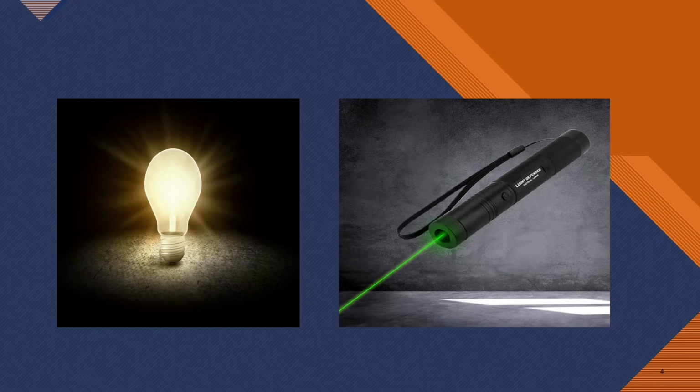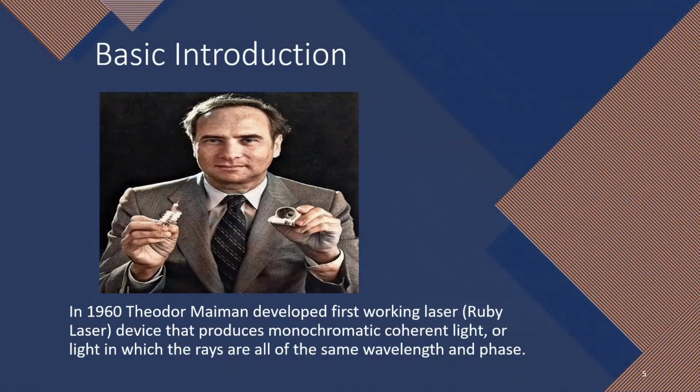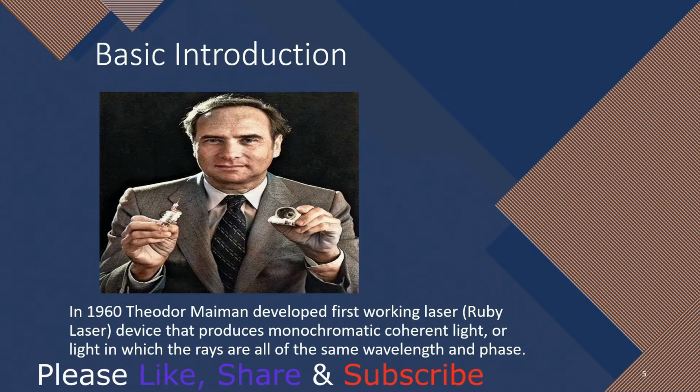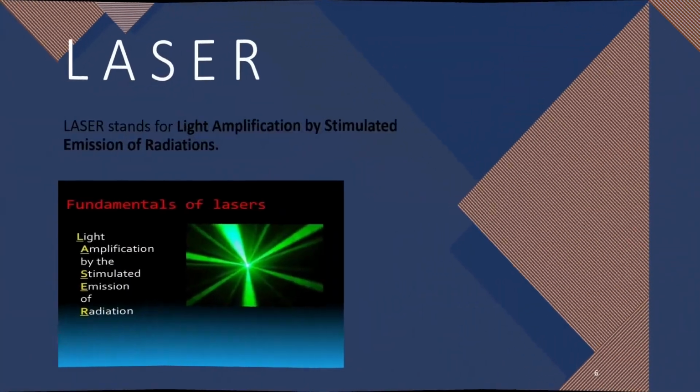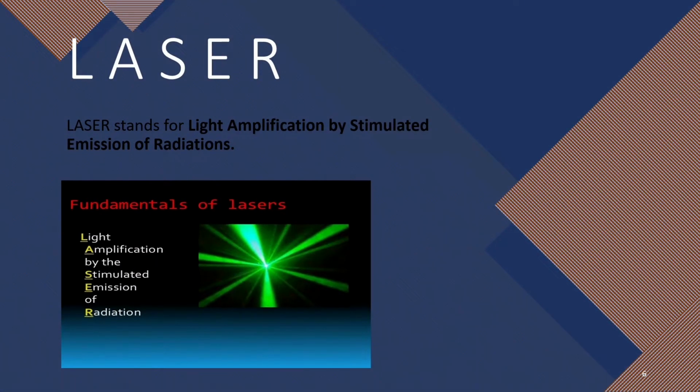So let's learn about laser in detail. In this slide you can see that in 1960 Theodore Maiman developed the first laser, which is the ruby laser, a device from which red laser light was produced. Laser stands for light amplification by stimulated emission of radiation. Normal light is a source of energy that travels in vacuum at about 3 times 10 to the power 8 meters per second. Sunlight takes approximately 8 minutes to reach the Earth's surface.